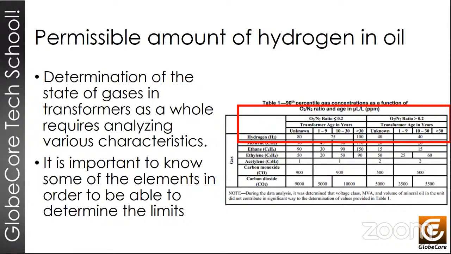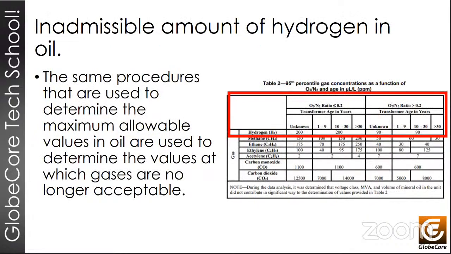So this mechanic must be repeated for all gases the transformers are tested for, and the permissible amount of gases must be less than any of the values indicated in this table here in this slide. Let's go to the next one.